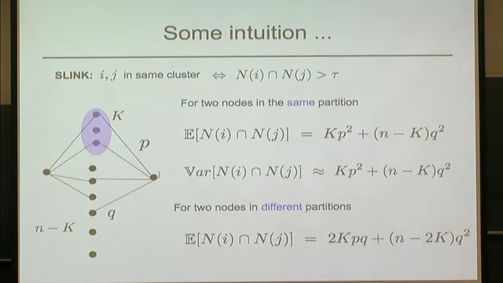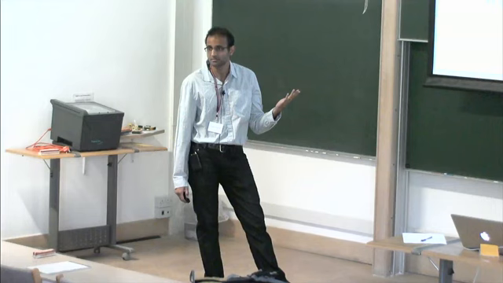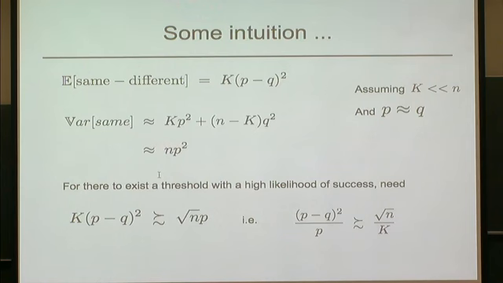For 2 nodes in different partitions, on the other hand, you can also calculate the size of the average intersection set, and it will be a different quantity. It will be 2k times pq plus n minus 2k times q square. These are pretty easy calculations to do. So when does this algorithm work? You need the difference between the 2 averages, which is k times p minus q square, to be bigger than the standard deviation of each of those quantities. And the standard deviation is on the order of n times p square.